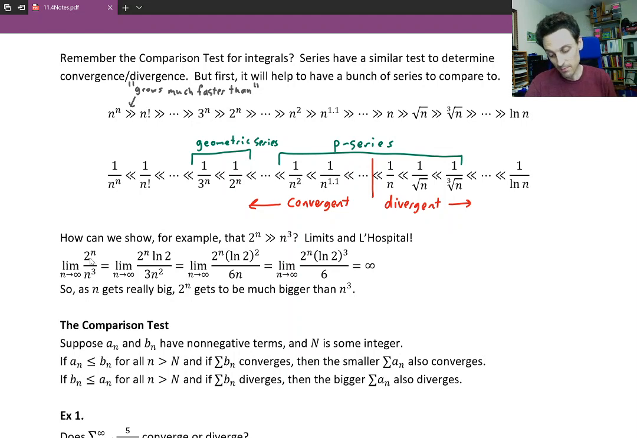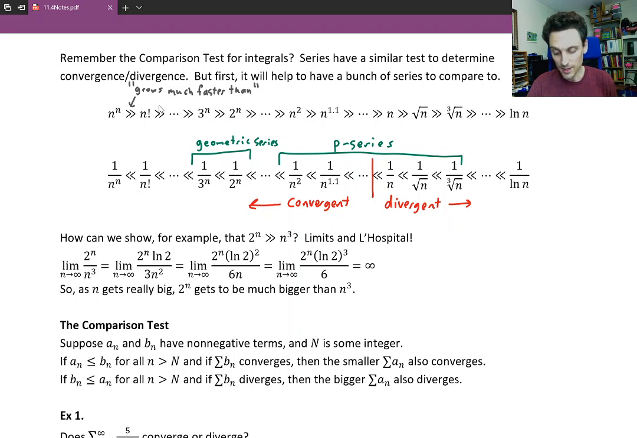At the beginning, it might not be bigger. Like if you plug in n equals 2, you get 2 squared, which is 4, and then 2 to the third, which is 8 on the bottom. But 2 to the 100 is much, much bigger than 100 to the third. So eventually, the 2 to the n wins out. So you could do that with any pair of these.